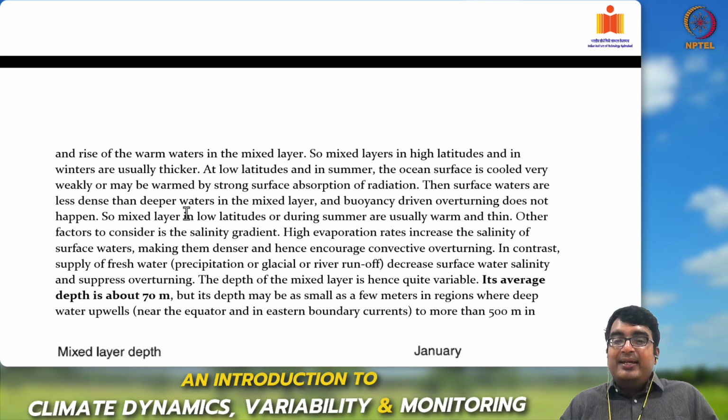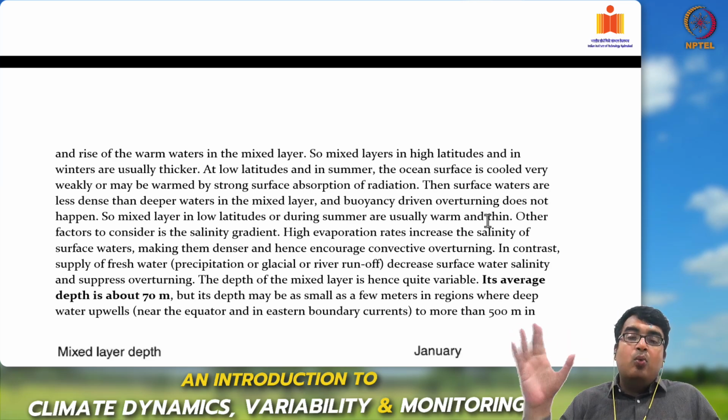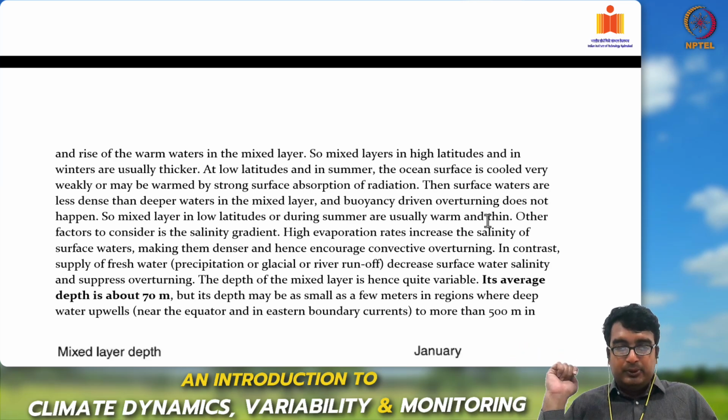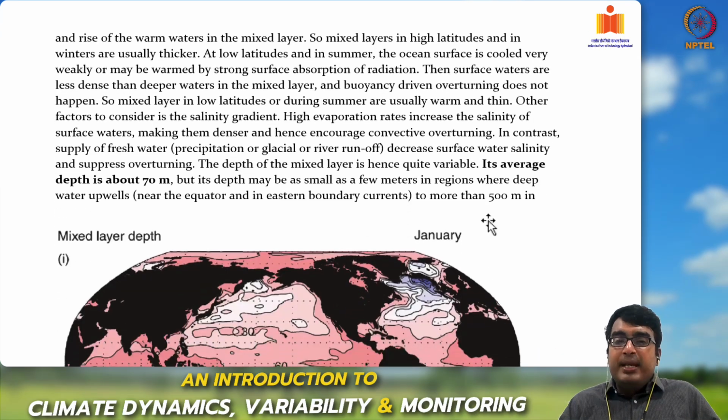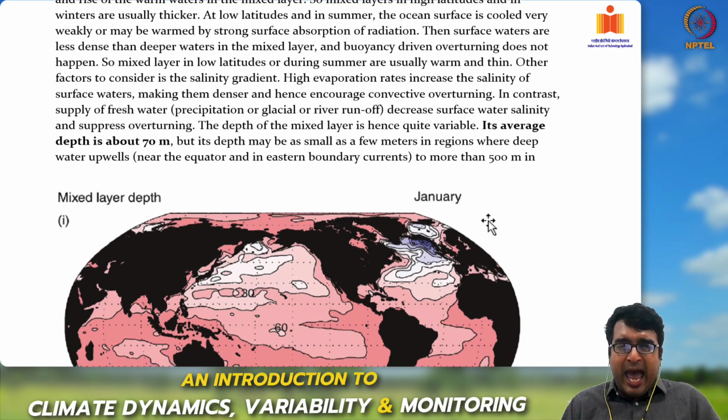So the mixed layers in the low latitudes or during summer are usually warm and thin. So cold and thick mixed layers in the high latitudes and in winters, warm and thin mixed layers in low latitudes and in summers. Okay. Because of these competing forces, the depth of the mixed layer can be quite variable from region to region. Its average depth is 70 meters.